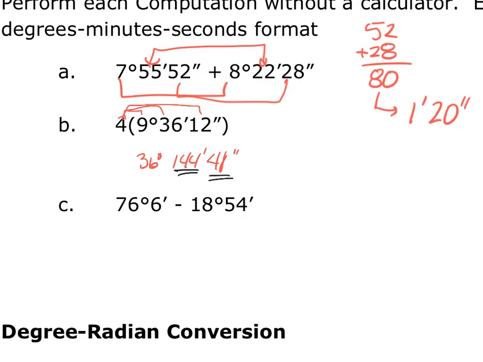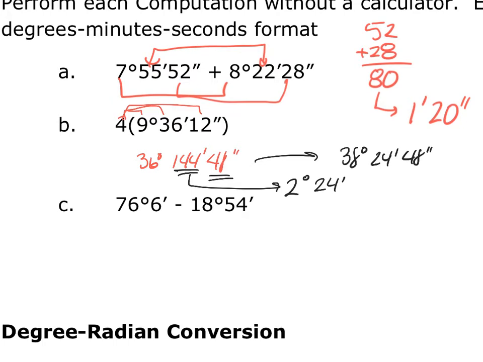The 144 is obviously bigger than 60. In fact, we're going to pull off 60 twice. So when you pull off 60 twice, what does that become? So that is 2 degrees, because we pulled it off twice, and 24 minutes, is that right? So I need to add that 2 degrees onto the 36, and so my final answer is going to be 38 degrees, 24 minutes, and 48 seconds. How was that?